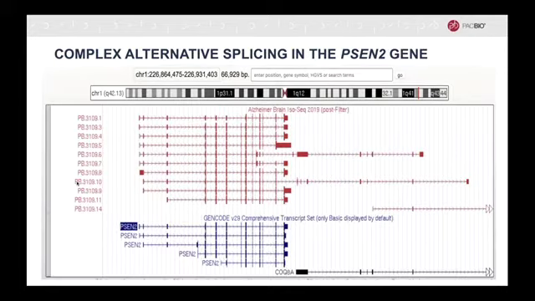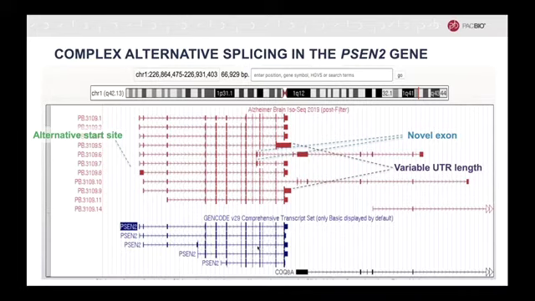Just looking in a little bit more detail at this data, here we have SEN2, which is one of the candidate genes. In red, you see the sequencing data from this experiment, and in blue you see the transcripts that have been uploaded to GENCODE. So you can see, first of all, there is much more in-depth isoform diversity within this sample compared to the reference. And if you look a little closer, you can also see there are alternative start sites. We have novel exons present. We have variable UTR lengths. And we also interestingly see a transcriptional read-through.